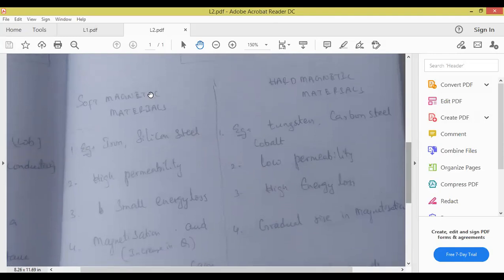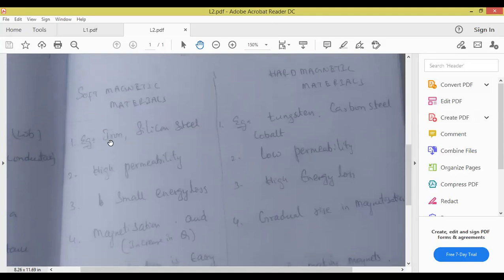Now anyone read out what these materials are? Soft magnetic materials and hard magnetic materials. We have this classification. Is it visible on the screen? Yes, sir. It is a tabular column. So what are soft magnetic materials? We use these materials in the industries. Example: iron, silicon steel. And what are hard magnetic materials? Tungsten, carbon steel and cobalt steel.